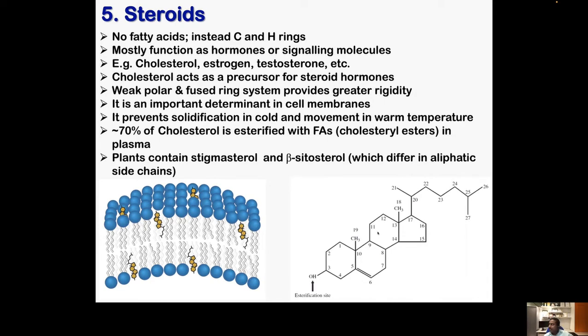Okay, so these are the five different classes of lipids, and we've gone through all basic and essential information about these lipids. So make sure you understand all these critical points and try to remember them for your final exam and for your future lectures on cardiovascular diseases next year as well.